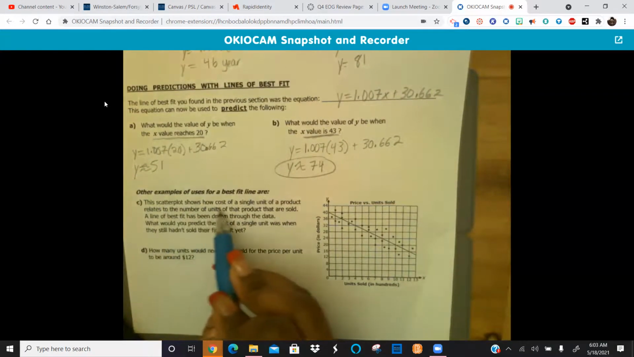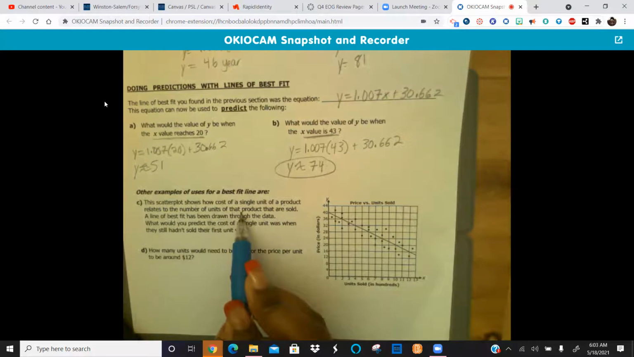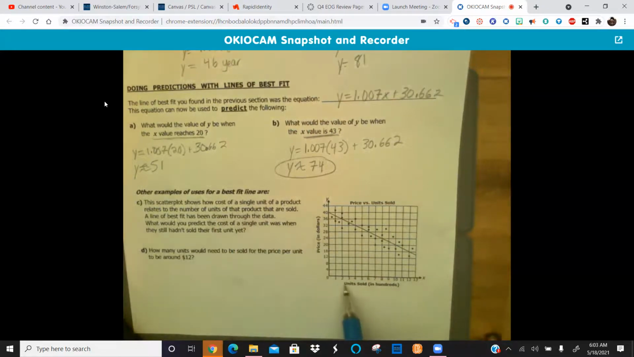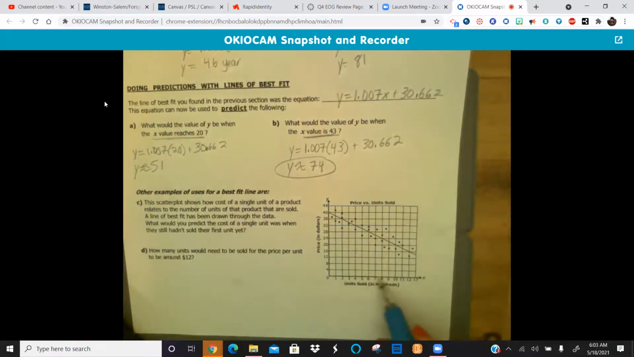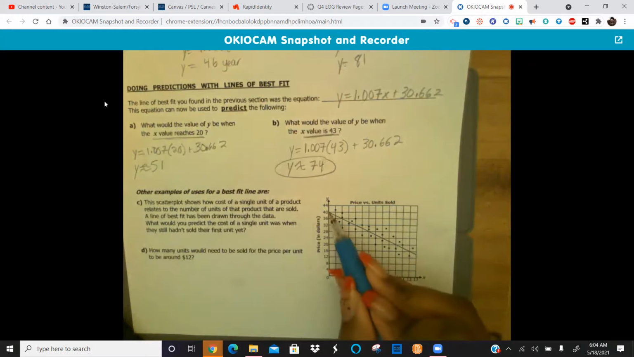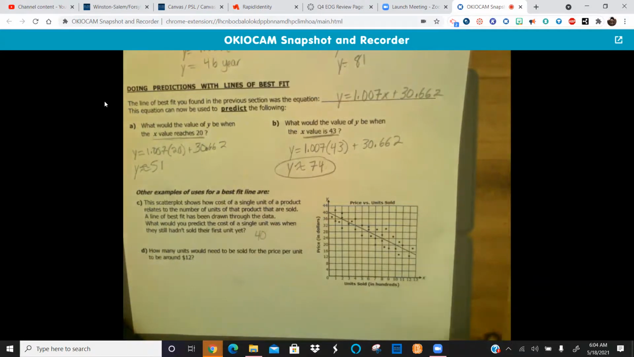It says this scatter plot shows the cost of a single unit product relates to a number of units of that product that are sold. So we got units sold in hundreds, and we got the price in dollars. So look at this. The units sold in hundreds, as it increases, the price in dollars decreases. Okay. So the line of best fit drawn through the data. What would you predict the cost of the unit was when they still hadn't sold their first unit yet? So the starting amount, right here, when they hadn't sold the first unit yet, was $40. So right here is 40. The price was 40. Okay.